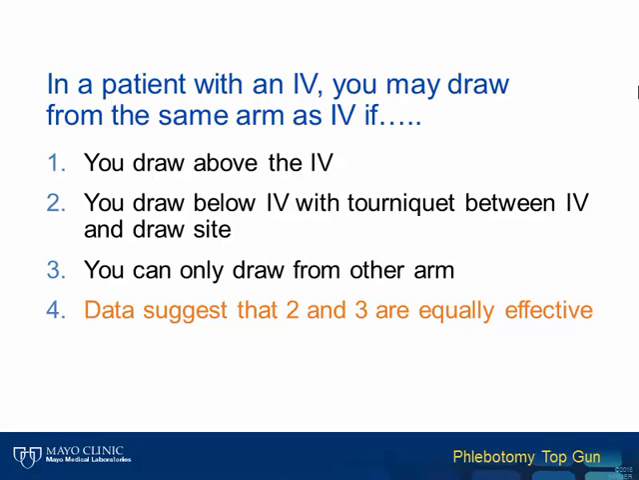The available data suggests that collection below the IV with the tourniquet and from the opposite arm as the IV are equally effective approaches to collecting blood from a patient with an IV. Although not explicitly asked or stated in this question, a minimum 2-minute pause of IV fluids is highly desirable to avoid contamination regardless of which site is chosen.